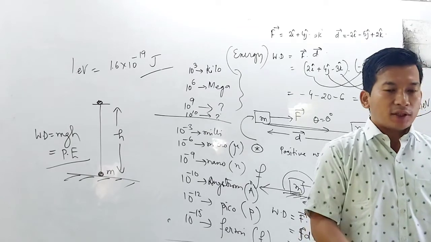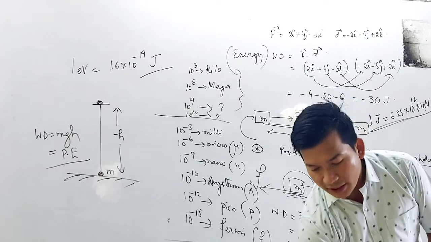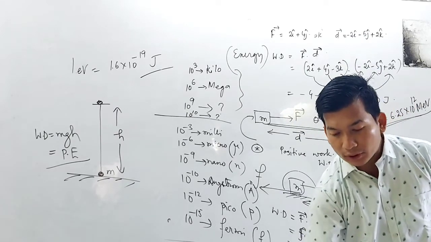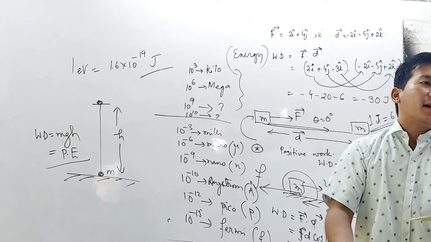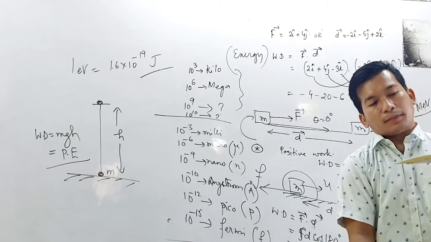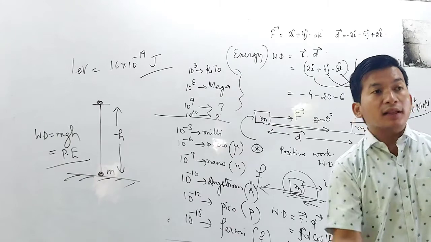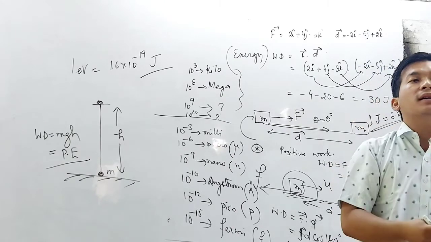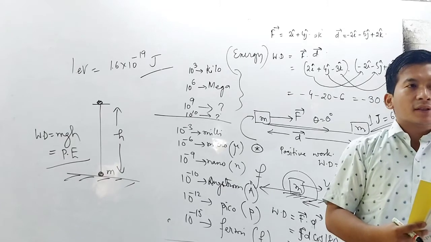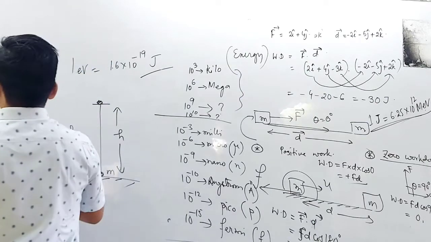Take an object, like this notebook, while lifting it from the ground up to a certain height. After lifting to this particular height, the body is at rest, so the work done will be converted into potential energy. Understood?